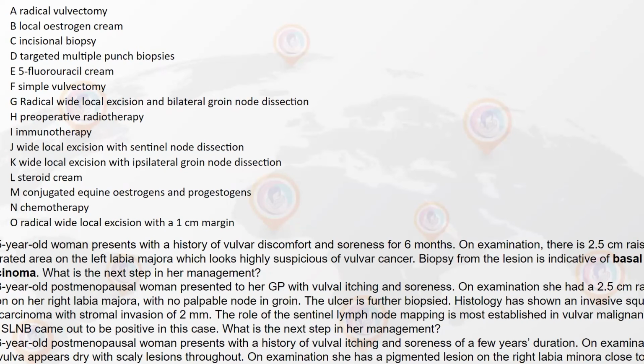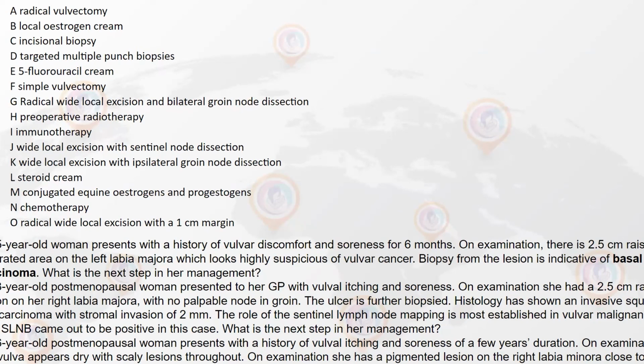Number 2, 53-year-old postmenopausal woman presents to the GP with vulvar itching and soreness. Examination, 2.5 centimeter raised lesion on right labia majora, no palpable node in the groin. Ulcer is biopsied. Histology shows squamous cell carcinoma, stromal invasion of 2 millimeter. Role of sentinel lymph node is most established in vulval malignancy, and the sentinel lymph node biopsy came out to be positive in her case. So what will you do next?